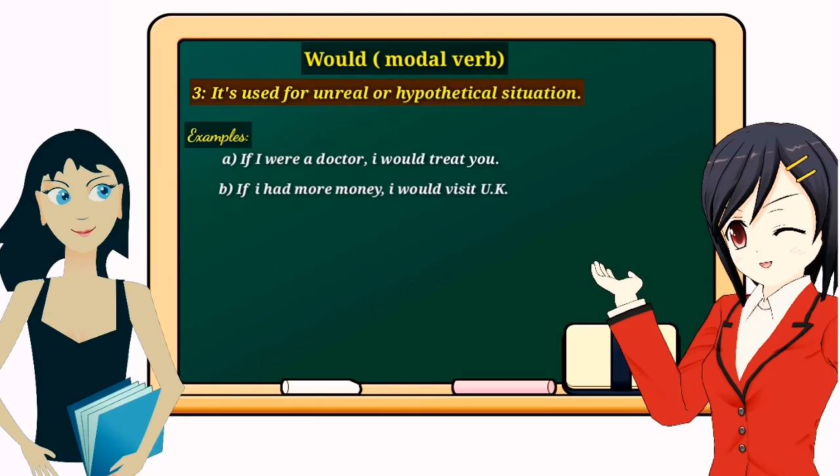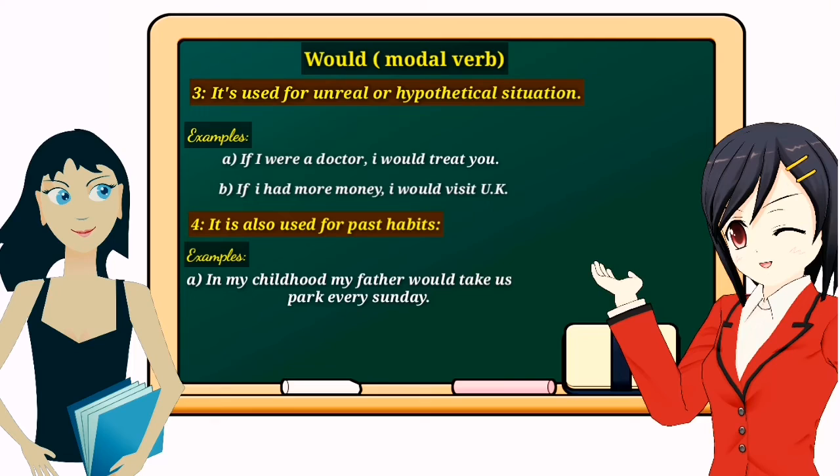And the next usage is, it is used for past habits. For example, in my childhood, my father would take us to the park every Sunday. It means that it was our habit to go to the park every Sunday. So here would is used for talking about past habits.